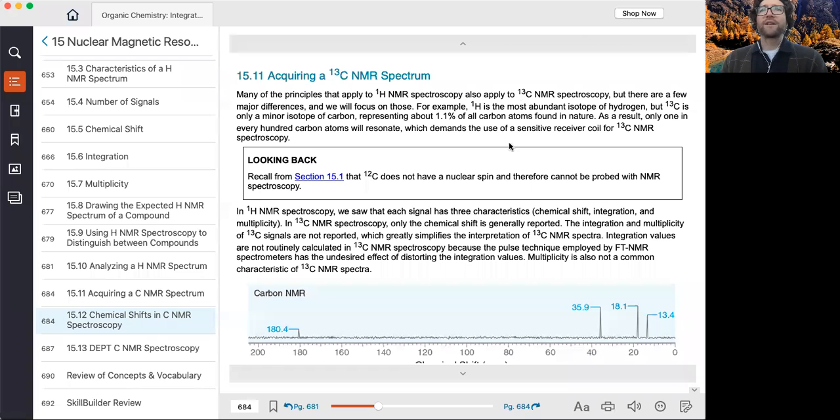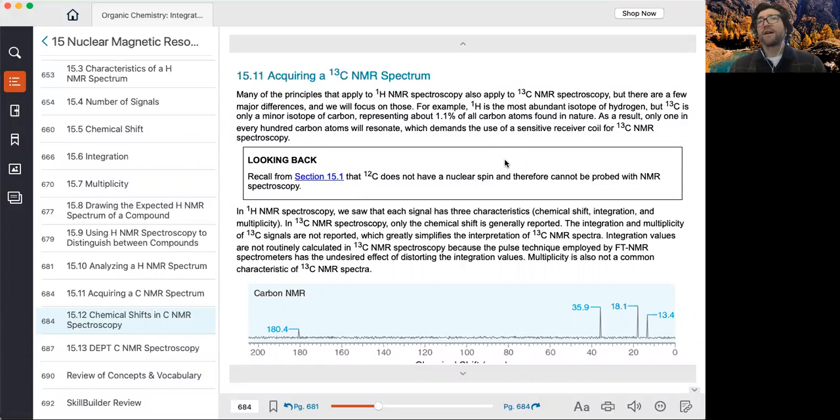This is section 15.11, acquiring a carbon-13 NMR spectrum. Something nice about carbon NMR spectroscopy is that instead of worrying about three major components of the signal, the shift, the integration, and the multiplicity, in carbon NMR we only worry about the shift, because the signal and the multiplicity are not factors in these resonances due to some complex physical and mathematical reasons.